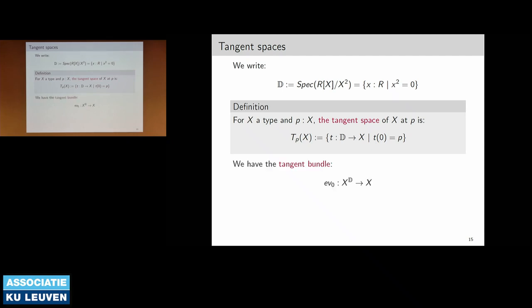So now we have a couple of easy constructions. You have a tangent bundle, which is the map that evaluates at 0 any map from D to X. And the fiber over any point in X is easily seen to be the tangent space at this point. And you can also define differentials. So you assume given a map from X to Y and a point in X, and you want to have a differential between the appropriate tangent spaces. And actually, it's enough to just post-compose the map here with F, and you have to check that the equations are preserved.